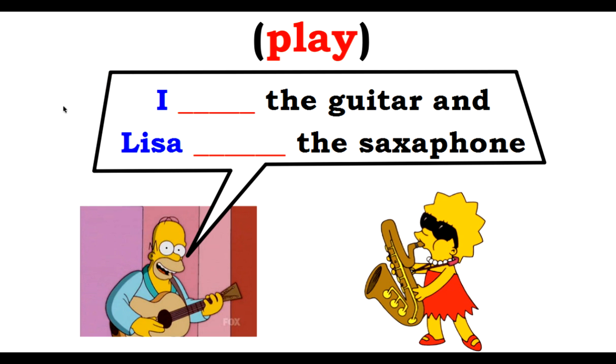Okay, I play the guitar, and Lisa plays the saxophone. Remember, Lisa is she, so we use the third person conjugation. Very good.